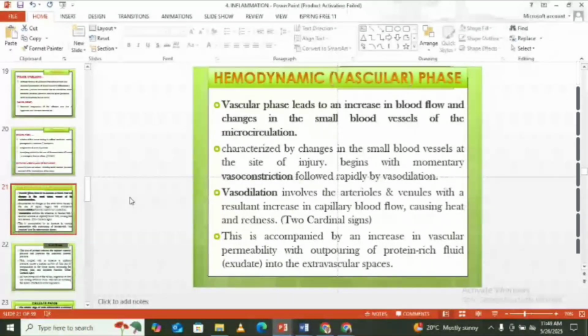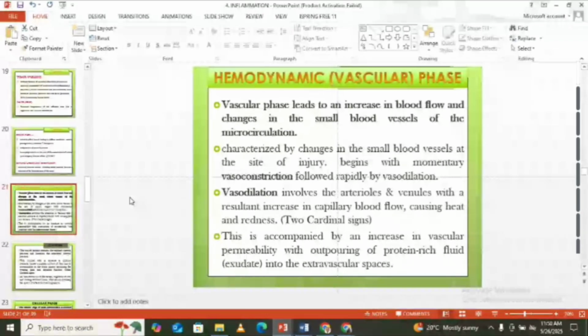The next one you're talking about is the phases of inflammation. We have the first one, the hemodynamic or vascular phase, or the initiation phase. Usually, the vascular phase has a main goal. Usually, its main goal is to detect damage and prepare an immune response for the body.